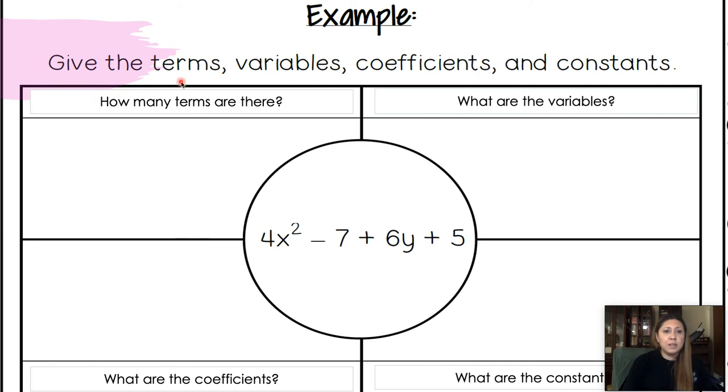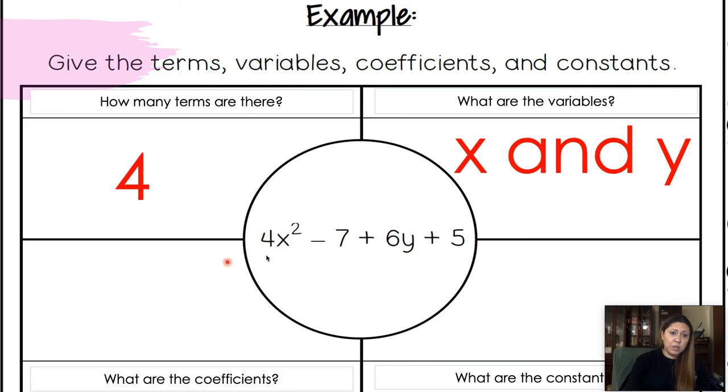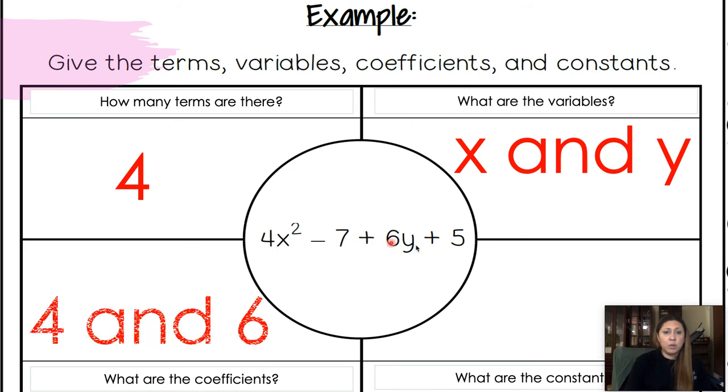It says give the term, variable, a coefficient, and constant. So how many terms are there? There are 1, 2, 3, 4. So the number of terms is 4. What are the variables? I'm going to look at all my variables, and that would be x and y. What are my coefficients? That's the number in front of the x and y, so that would be 4 and 6. And the numbers that are constants, meaning that they don't have a variable, are -7 and 5.